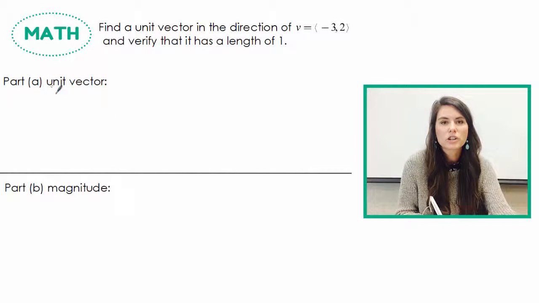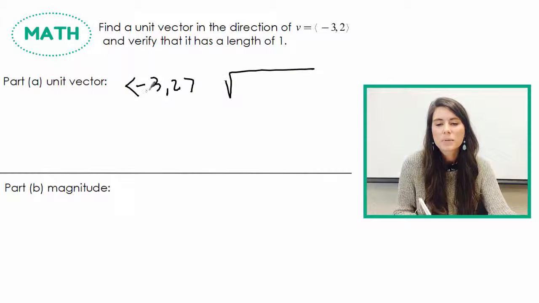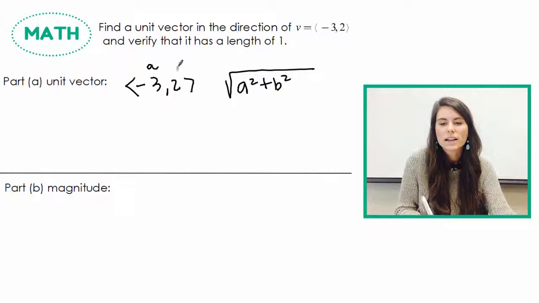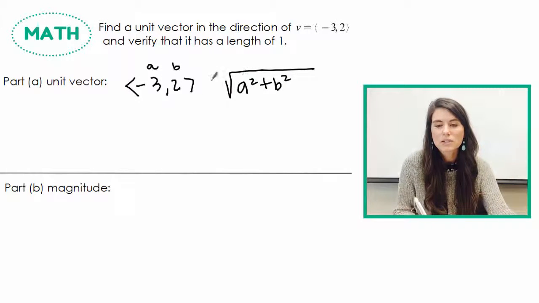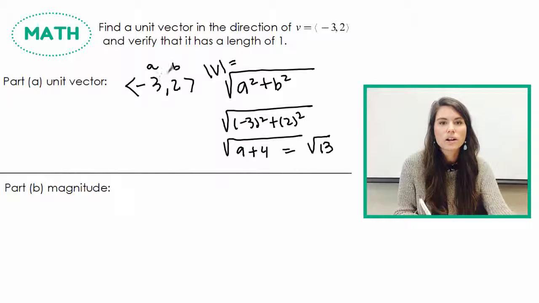The first thing I want to do is create my unit vector. So I take -3, 2, and I figure out its magnitude. Remember the formula, if I'm given it in vector form, is the square root of a squared plus b squared, where this is a and this is b. Again, it looks like absolute value, but it's not. So I plug these into the formula: -3 squared plus 2 squared. That becomes 9 plus 4, so it's the square root of 13. So I found my magnitude for vector v.